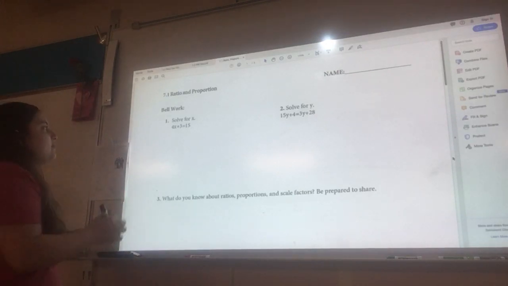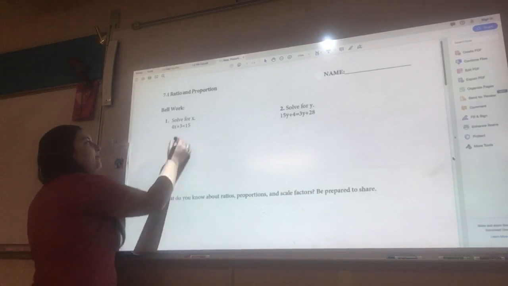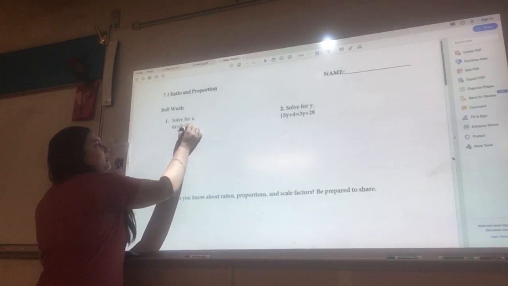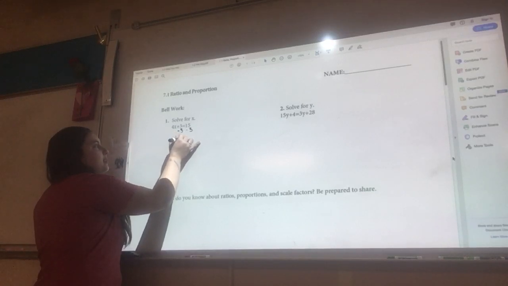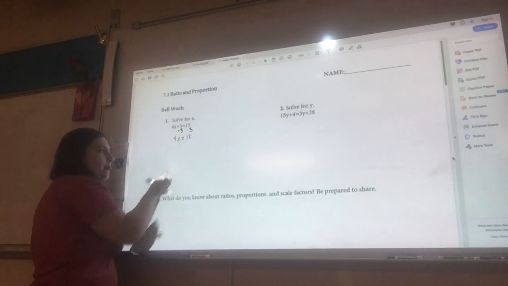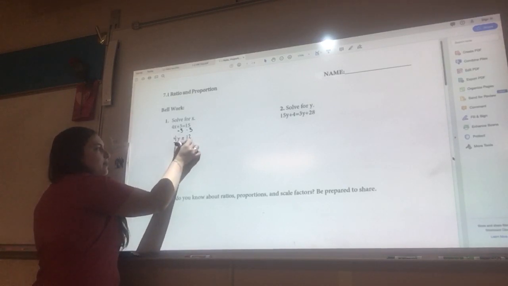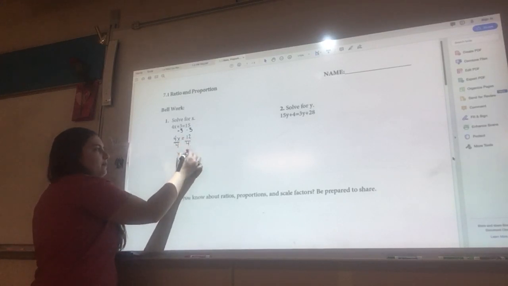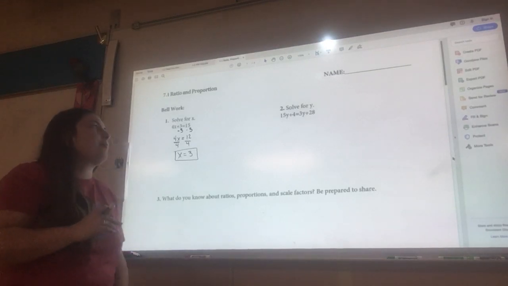Number one says we need to solve for x. Well, we have 4x plus 3 equals 15. I need to subtract 3 from both sides. This allows me to say that 4x equals 12. It's 4 times x, so I need to use division to get rid of it. And we know x has to equal 12 divided by 4, which is 3. So remember to use multi-step equations to solve for variables.